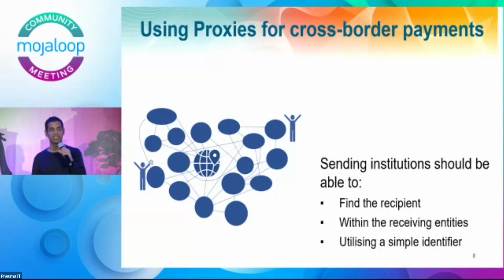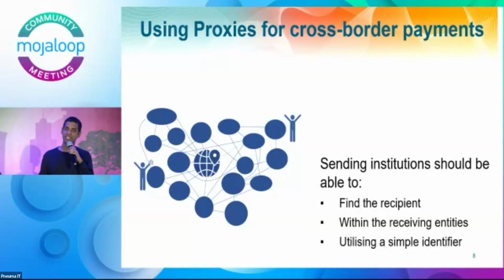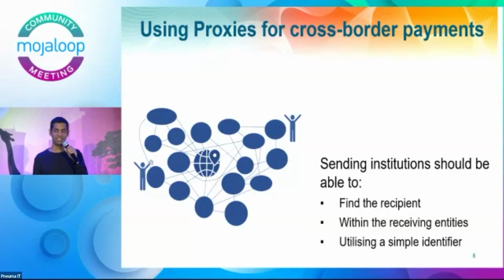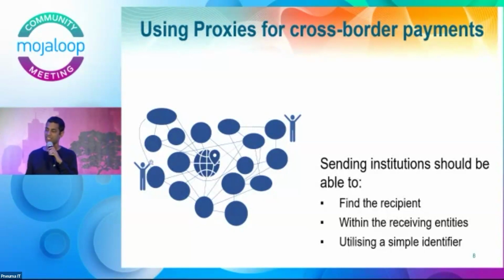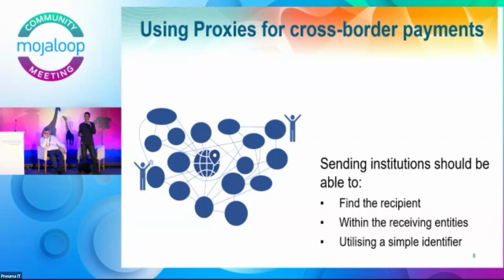And when we send emails to each other, I don't need to know your email service provider, your internet service provider, whether you're receiving it on Gmail or Outlook or on a mobile or desktop. But when it comes to sending money across borders, you need the equivalent of all of these pieces of information, most of which is public. So the sending institution really should be able to find the recipient within the receiving entities, utilizing a simple identifier.